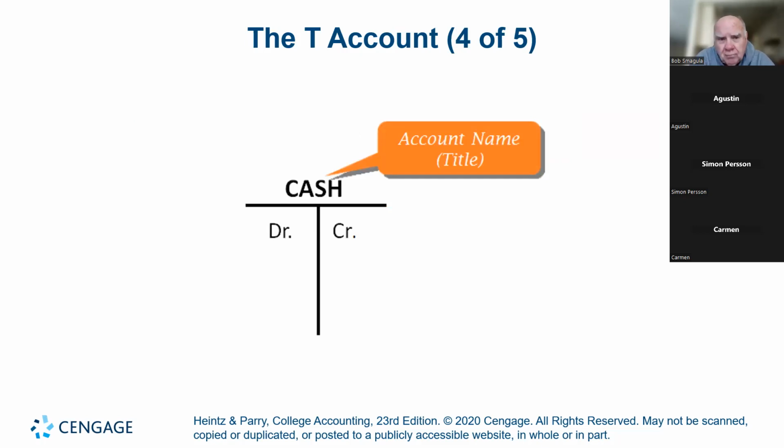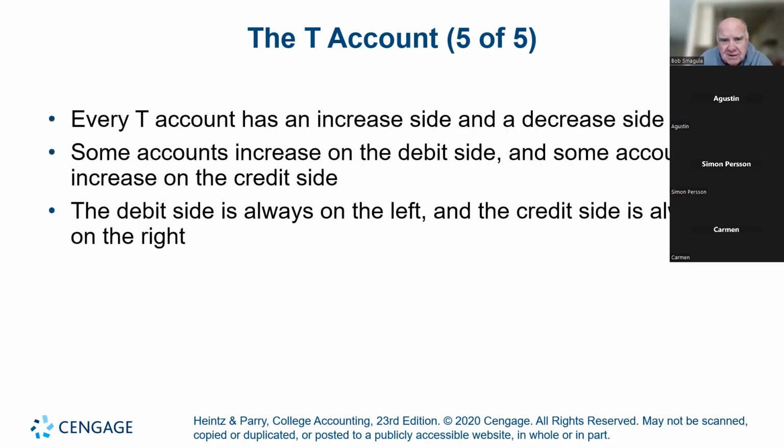Cash. You're going to have one of these T accounts for cash and accounts receivable and accounts payable and rent expense and phone expense, insurance, inventory, whatever you can think of that you want to cover in your general ledger. And the trick is being able to work with the debits and the credits, okay? Every T account has an increase side and a decrease side. And to confuse you further, some accounts increase on the debit side and some increase on the credit side.